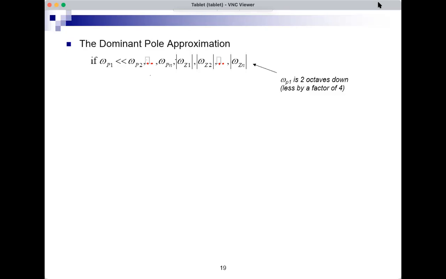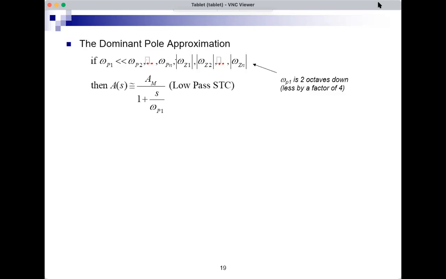All right, great. How would this benefit my analysis? If this is the case, here's a very nice approximation. You can approximate A of S by just a low-pass STC consisting of this single pole. So it becomes AM over 1 plus S over omega P1. It becomes like a low-pass STC. You can forget about all the other poles and zeros. You just remove them if a pole is dominant. And this is an amazing result.